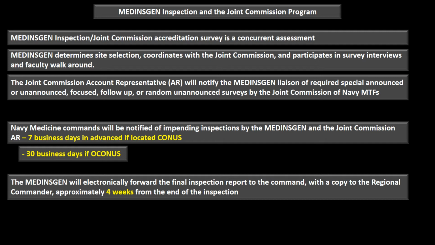So if you're CONUS, if you're within the United States, you get 7 days heads up. OCONUS, 30 days, 30 business days that is. And then when the inspection is done, the MEDIG is going to electronically send the final inspection report with all their findings, whether they gave you RFI, supplemental, or opportunity for improvement, or if everything was compliant. They got to send that back within approximately 4 weeks at the end of inspection.